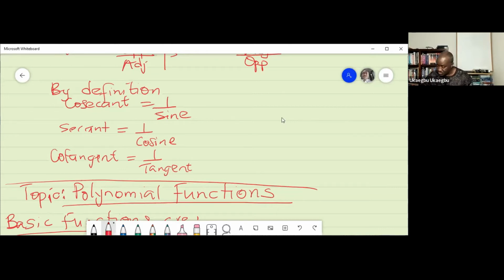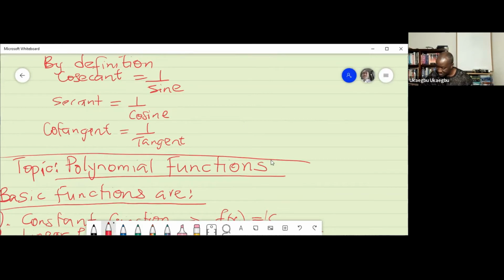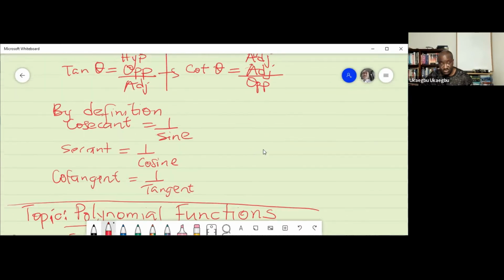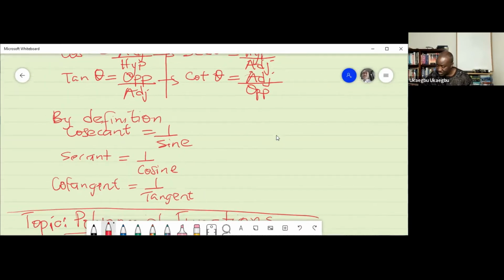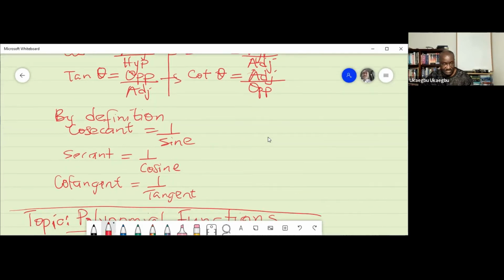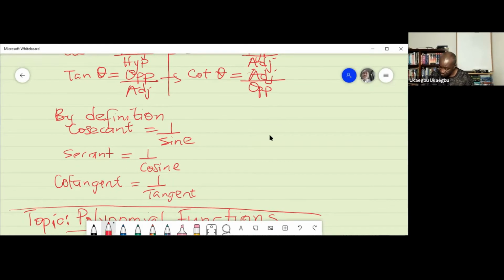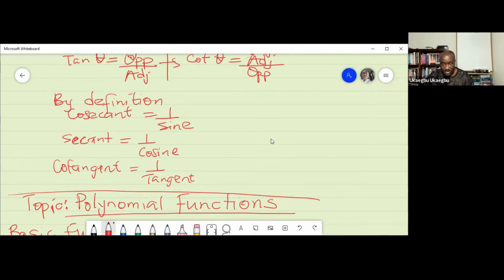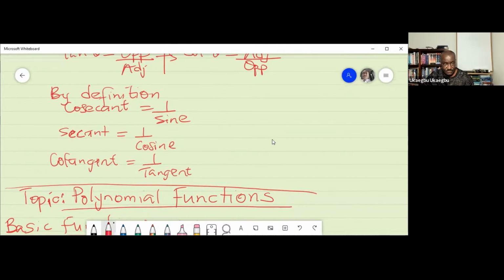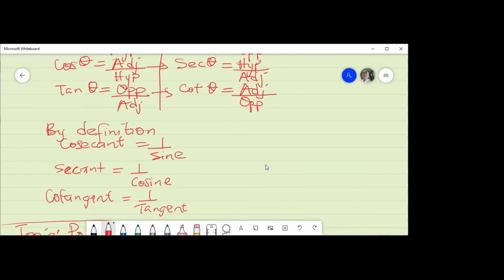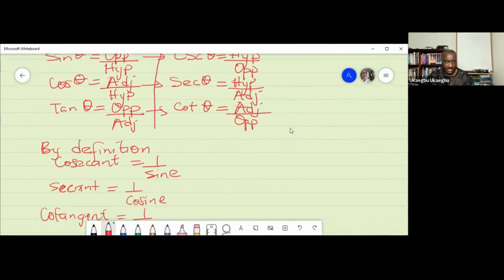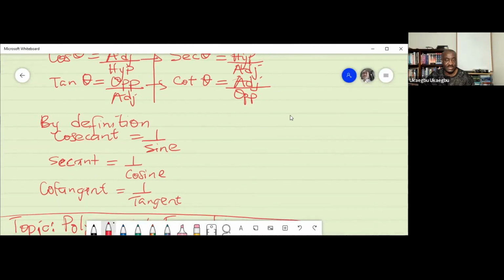Now I'm going to create another screen because I wrote something below that I didn't even see. Make sure you document this before I move out of this screen, because if I move out, I will not be able to come back to it. I'll give you 30 seconds. So by definition, secant is 1 over cosine. Are we done? Shall I go on?